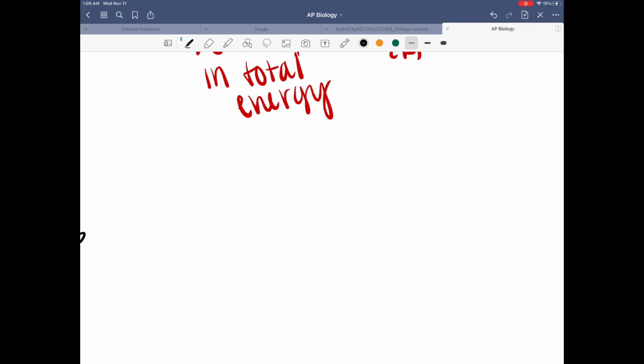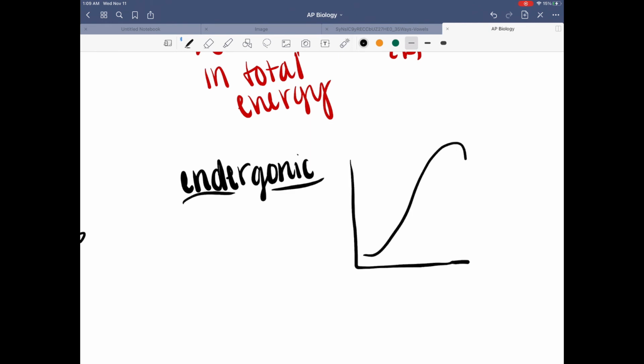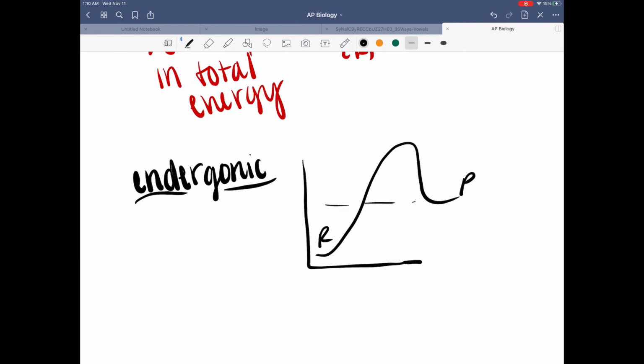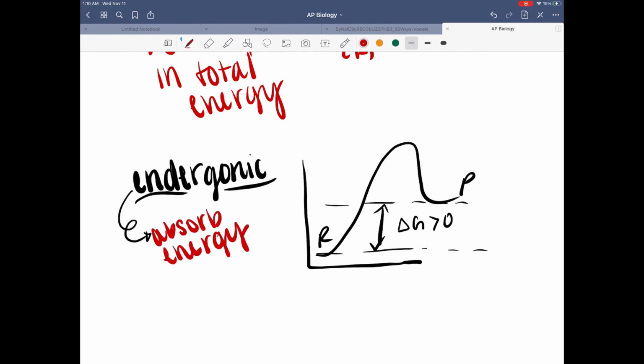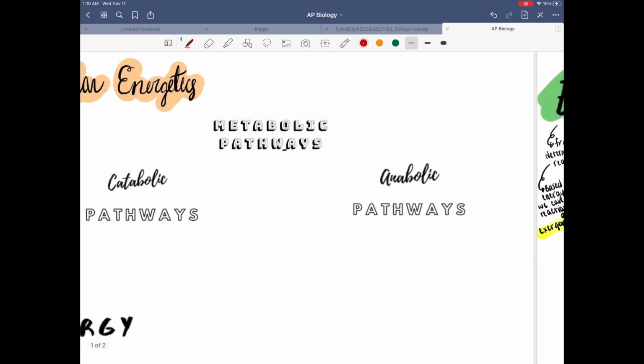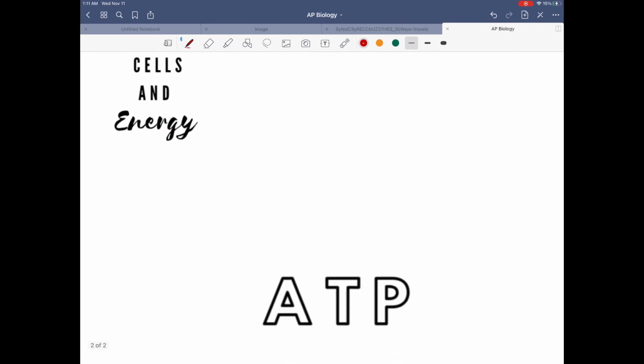The other type that we have is endergonic. So "ender," think enter. These are reactions that need energy to enter, reactions that are going to absorb energy. So the energy of our products is going to be higher than the energy of the reactants, and the change in free energy will be greater than zero. We are absorbing free energy, and an example of this is photosynthesis, how plants take in energy from the sun. So this is absorbing energy, so energy is coming in.